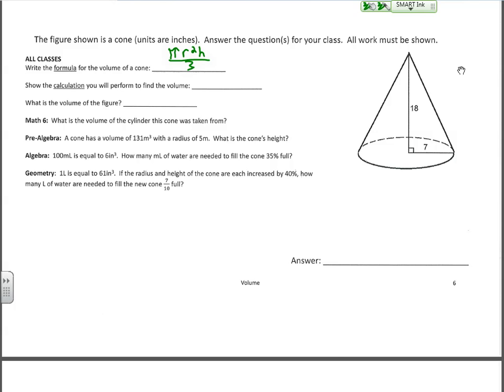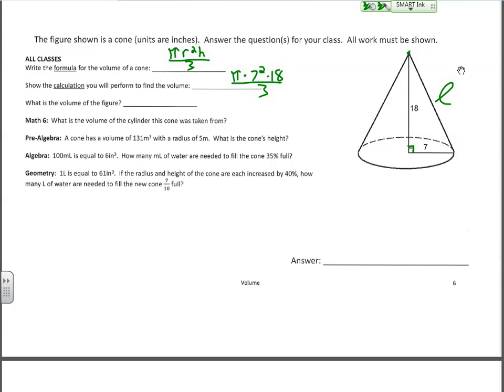So in this case, the calculation that we'll perform to find the volume of this cone is pi times 7 squared, the radius squared, times the height, which is 18. And I mentioned it on the surface area page: notice that that height, that 18, is a vertical line coming from the top of the cone straight down, making a right angle with the base. I'm not giving you the slant height here because we're not going to use it. I don't want to confuse you too much. Slant height for surface area, the vertical height of the cone for volume. But anyway, pi times 7 squared times 18, divide that by 3.